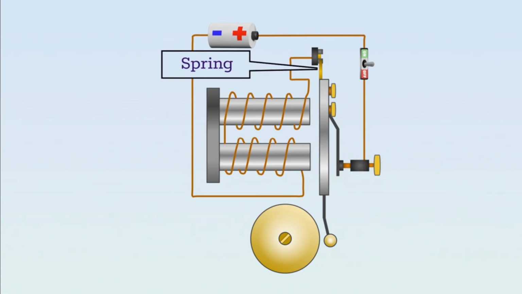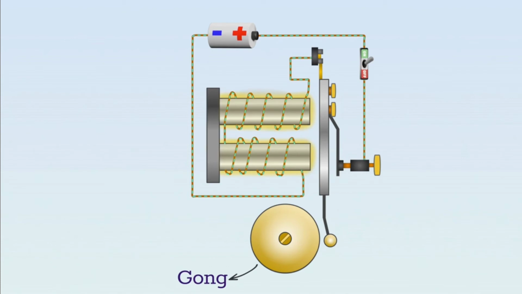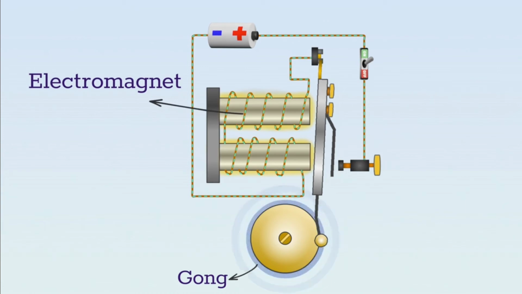As soon as the switch is turned on, current flows through the coil, making it an electromagnet. It attracts the soft iron strip, and so the hammer strikes the gong and produces the sound. However, due to this movement, the iron strip goes away from the screw and breaks the electric circuit.